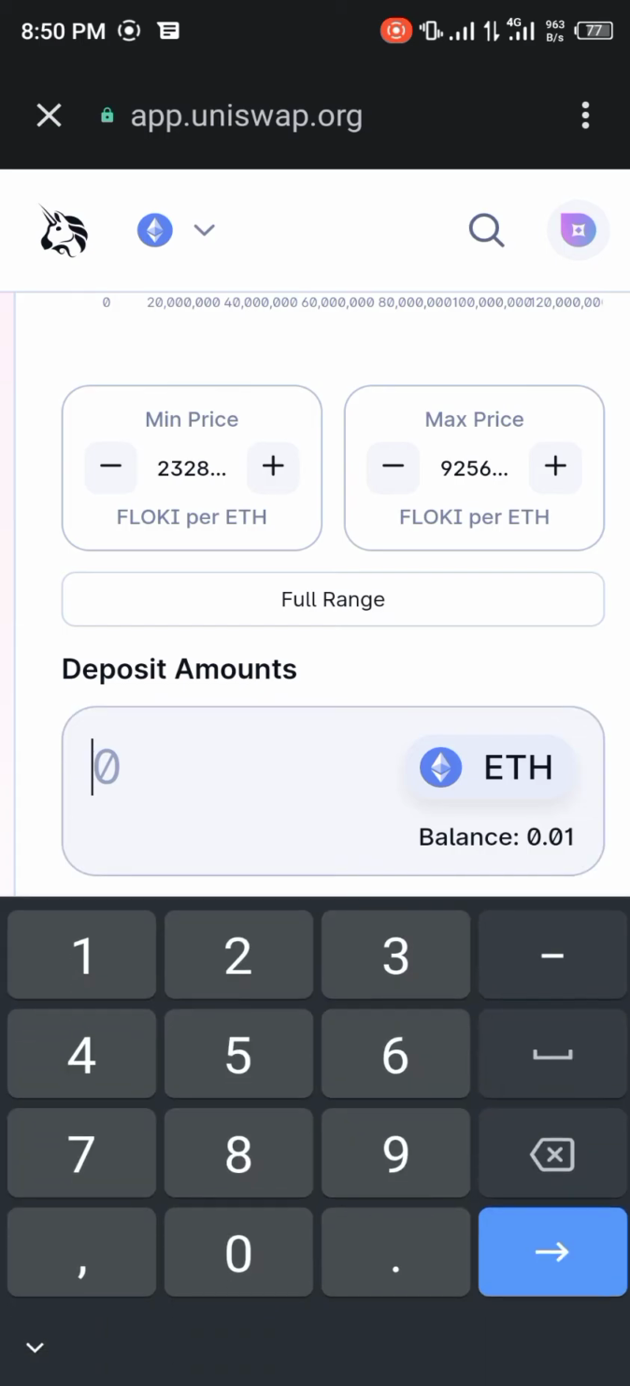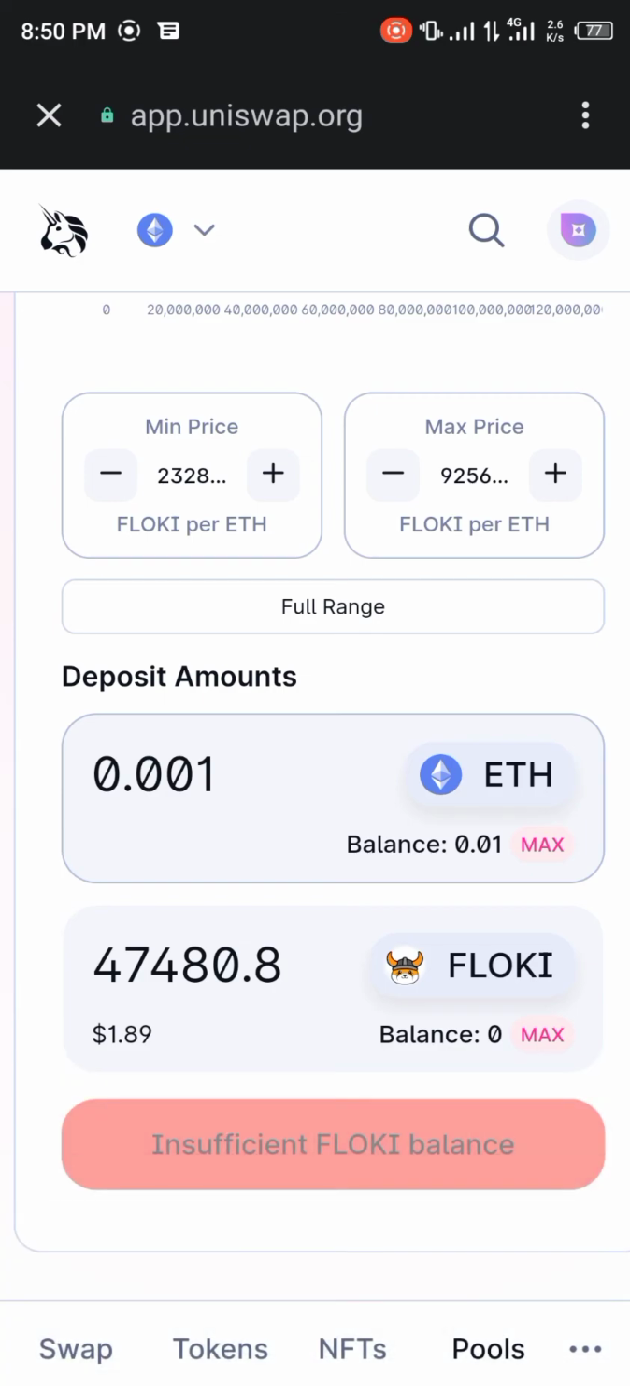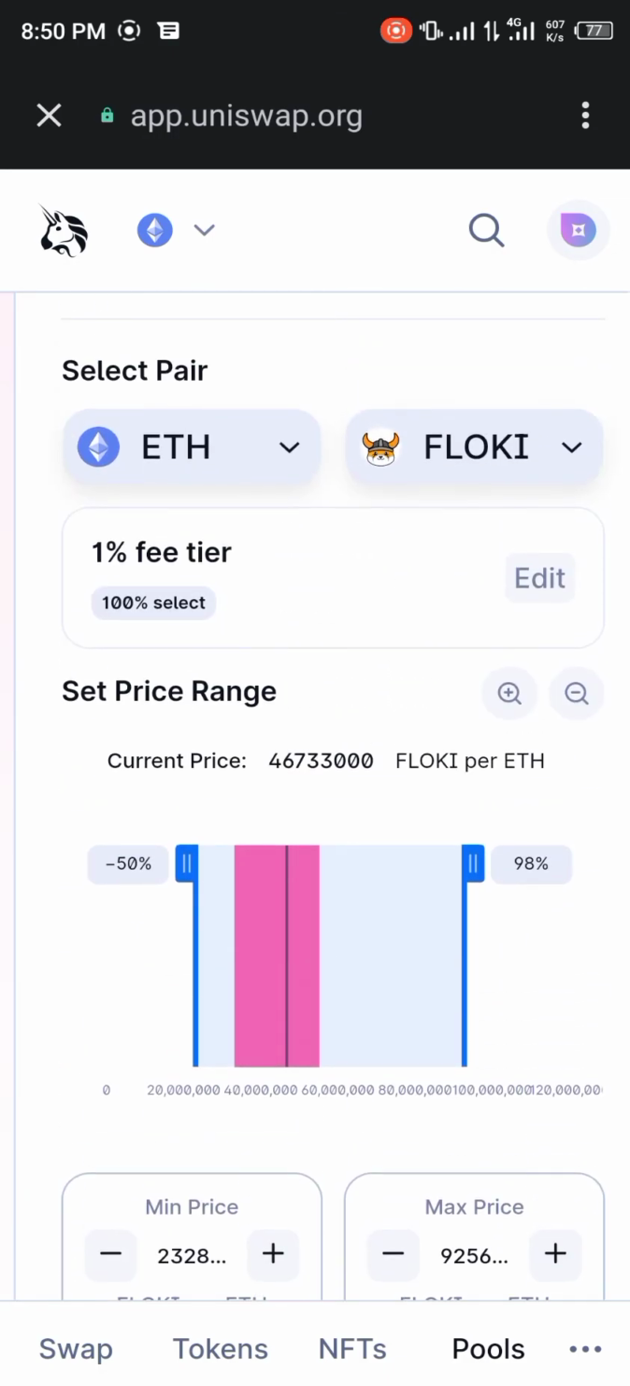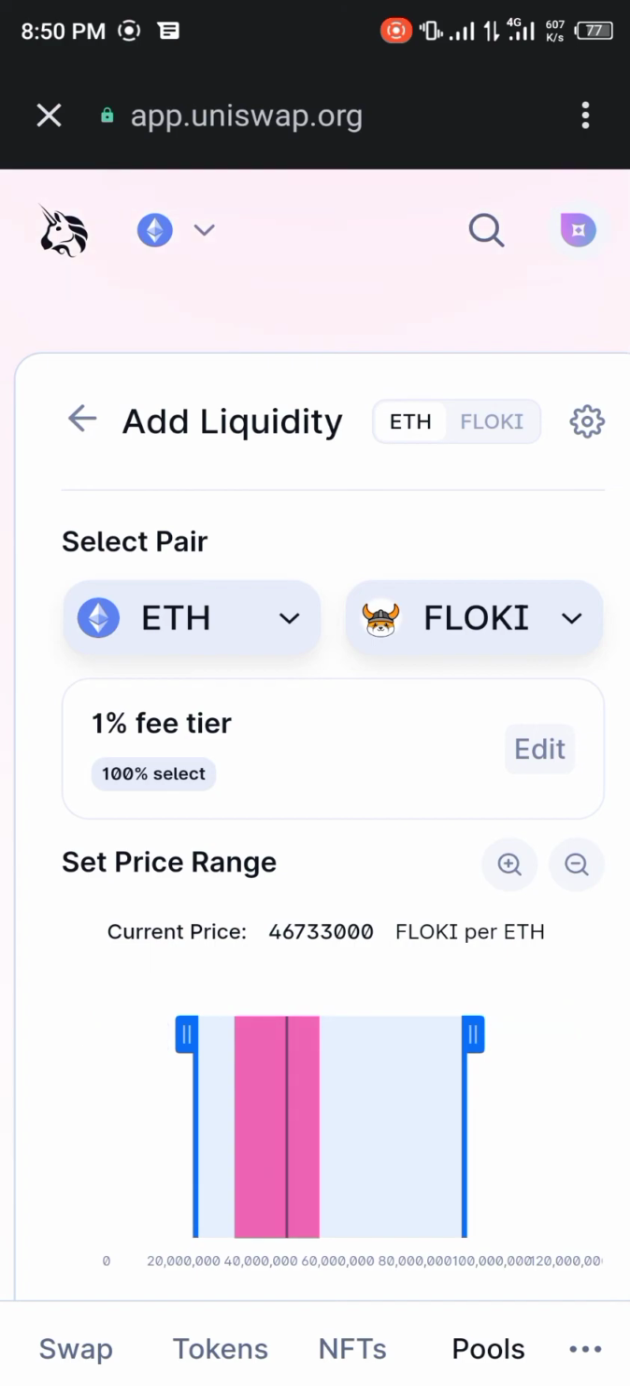So if you were to input an amount of Ethereum, let's go with 0.01 and 4,000 Floki, you have to make sure your balance matches. But once you have enough Floki on your balance, you'd be able to stake this, or you'd be able to add this liquidity to the market.